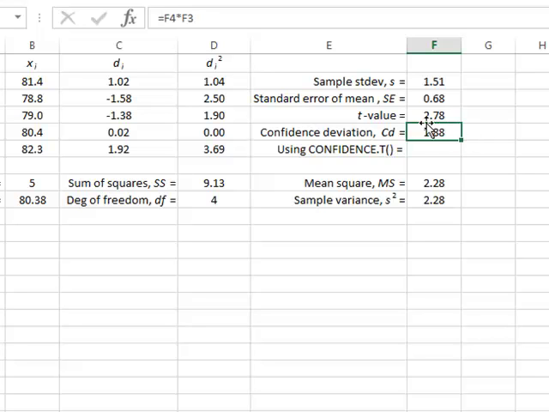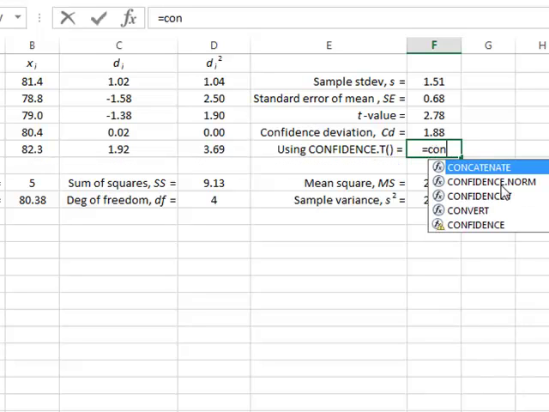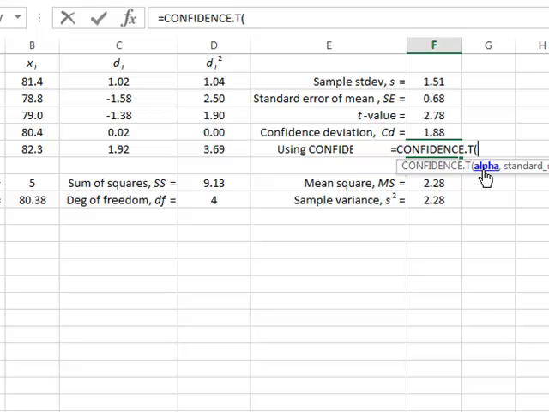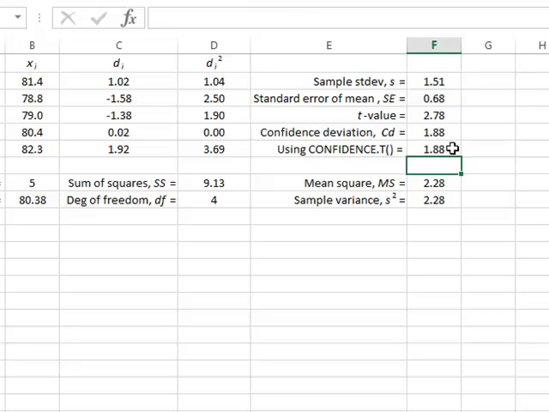We could also calculate this confidence deviation directly using the Excel function confidence t by going equals confidence t, and we need to enter a value for alpha, which is the significance level, which for 95% confidence is again 0.05, the standard deviation of the measurement, which we have here in F2, and then the sample size, which is in B8, which again gives the confidence deviation of 1.88.